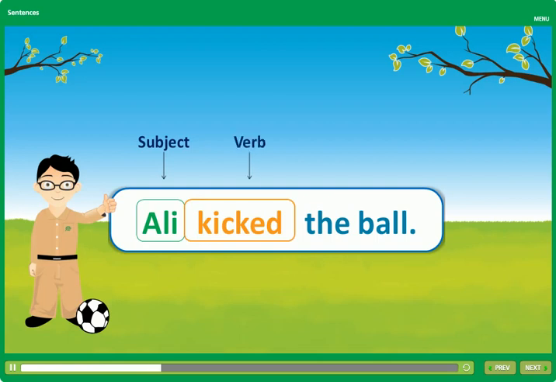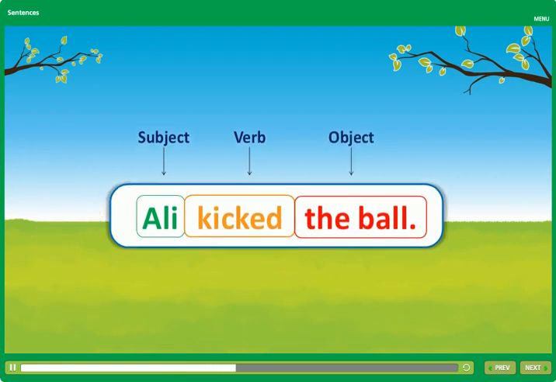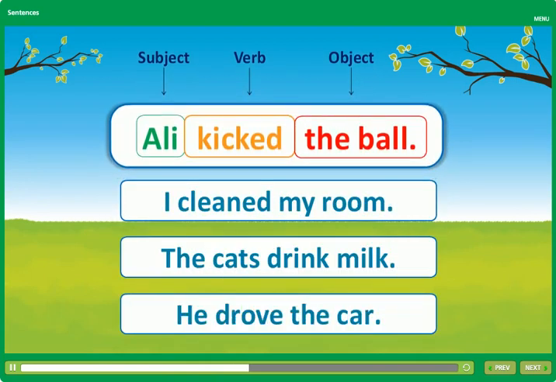The third part of the sentence tells us what Ali kicked. He kicked the ball. This part is called the object. Now look at some more examples. What did I do? I cleaned. What did I clean? My room.